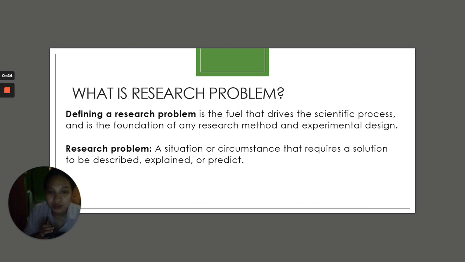A problem is a situation or circumstance that requires a solution to be described, explained, or predicted. So the research problem is a specific issue, difficulty, or gap in knowledge that you aim to address in your research. Bear in mind that some research will do both of these things, but usually the research problem focuses on one or the other. The type of research problem that you choose depends on your broad topic and interest and the type of research you want to do.